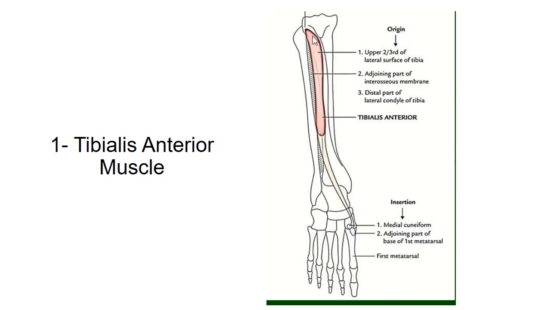It arises from the lateral condyle of the tibia, upper 2/3 of lateral surface of shaft of tibia and adjoining part of interosseous membrane. This muscle then passes down. Its tendon passes with its own synovial sheath deep to the superior and inferior extensor retinacula and becomes inserted into the inframedial surface of medial cuneiform bone and adjoining part of base of first metatarsal bone.